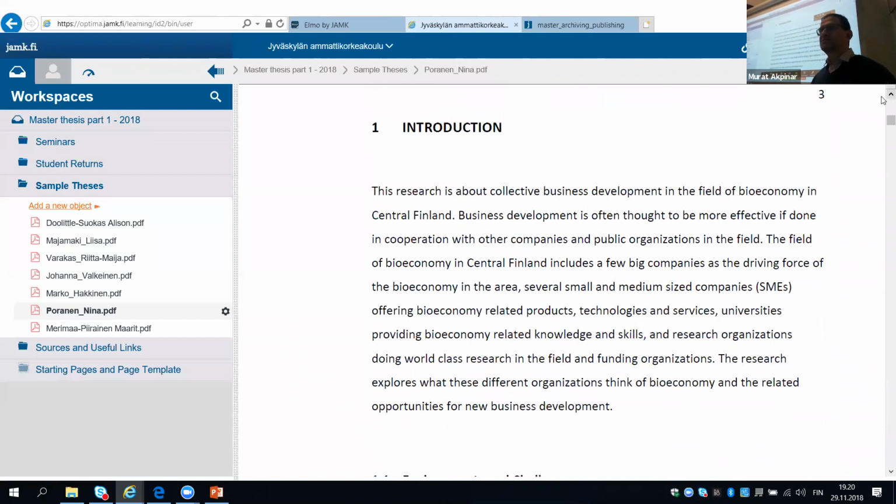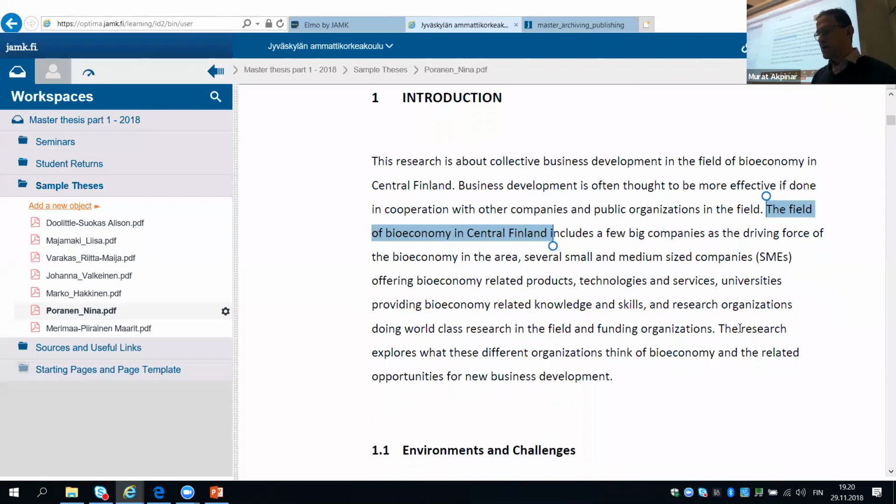I think the first paragraph is a general introduction. This research is about blah, blah, blah. So it is very shortly introducing what, as a reader, we should expect. And also it is introducing the field of bioeconomy in Finland, so who are the key stakeholders related to the field of bioeconomy in central Finland. So we see here a very short paragraph, a short introduction, no citations, question mark.